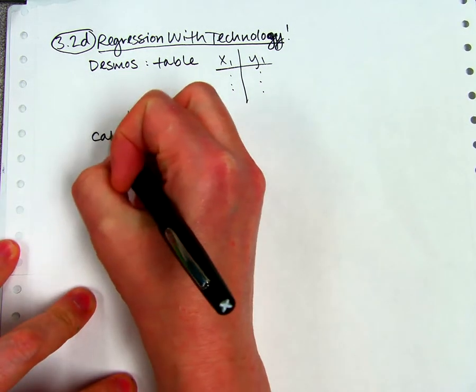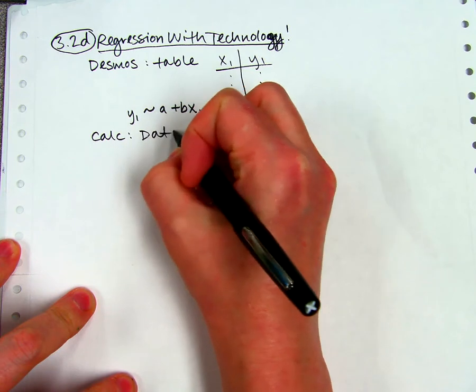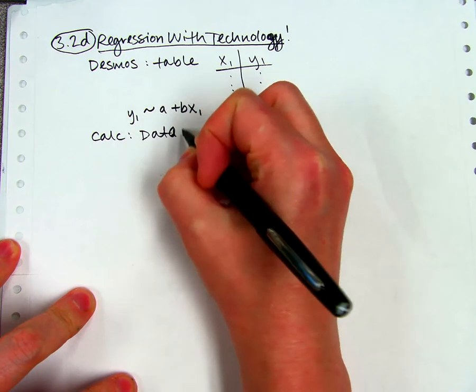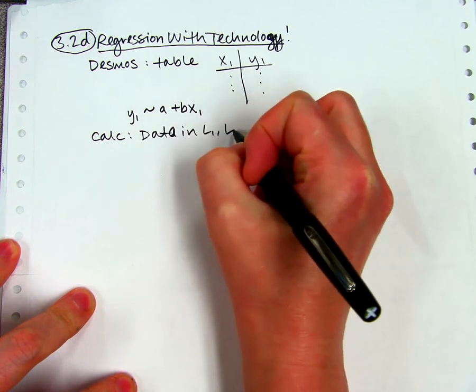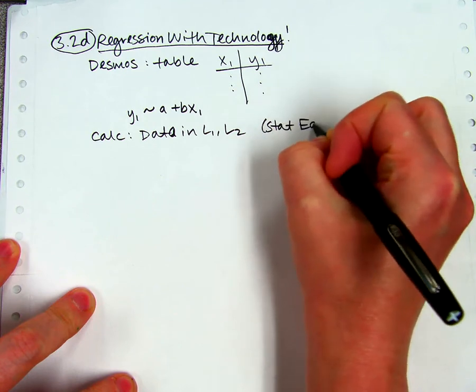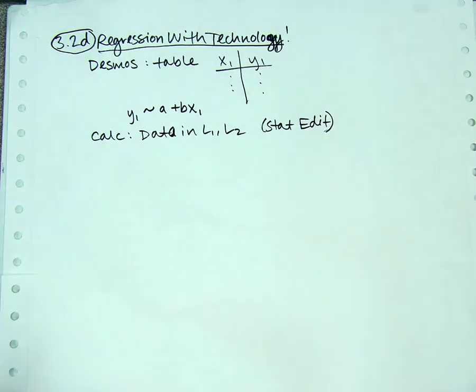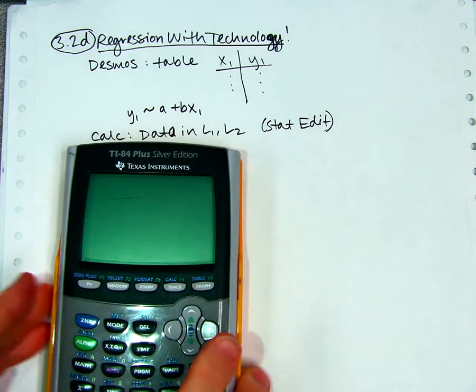The calculator can do regression lines. And so you would put your data in list 1 and list 2. That's in Stat Edit, in case you forgot. You're going to get so good at Stat Edit this year. It's going to be amazing. And I actually already have some data in there that I can show you.